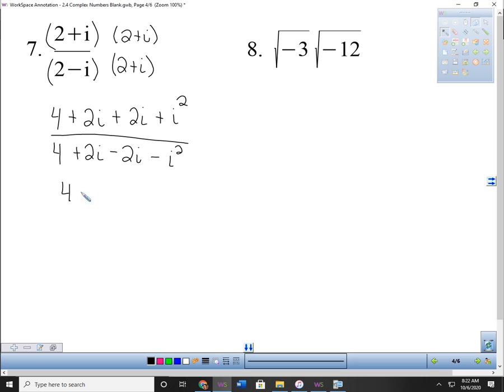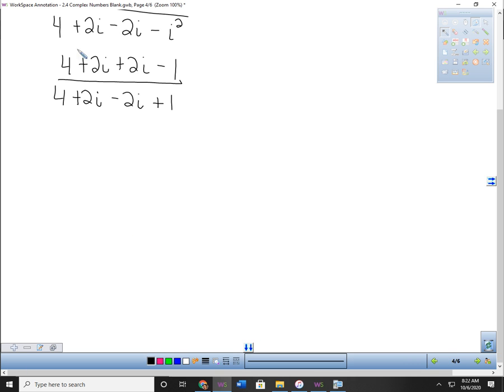So I have 4 plus 2i plus 2i minus 1. And it's going to change this negative 1 right here to a positive. So 4 plus 2i minus 2i plus 1. So I'm going to combine my terms. 4 and negative 1 make 3. 2i and 2i make 4i.